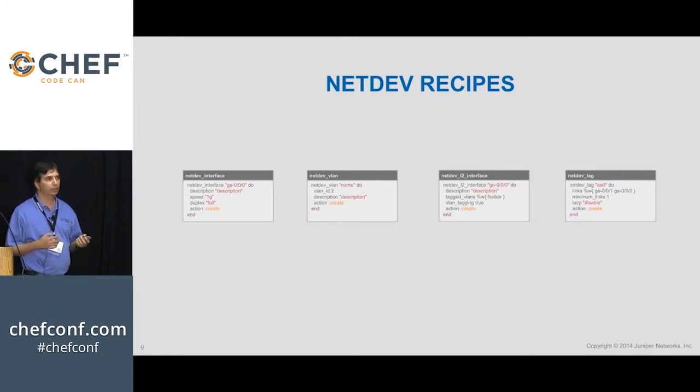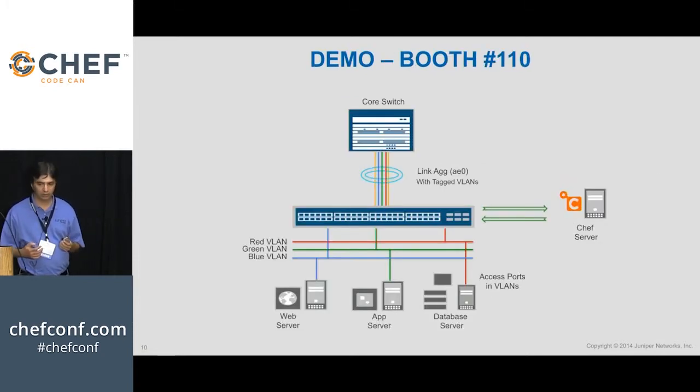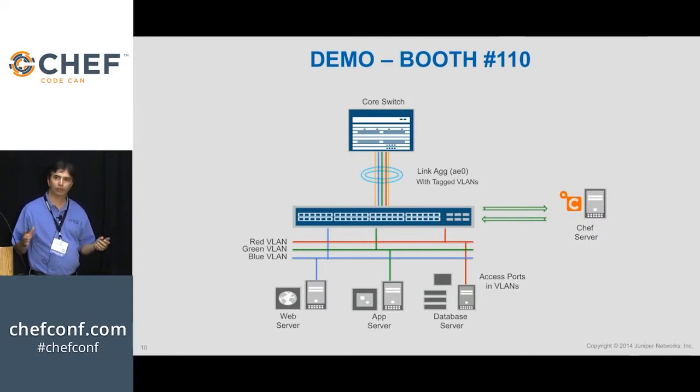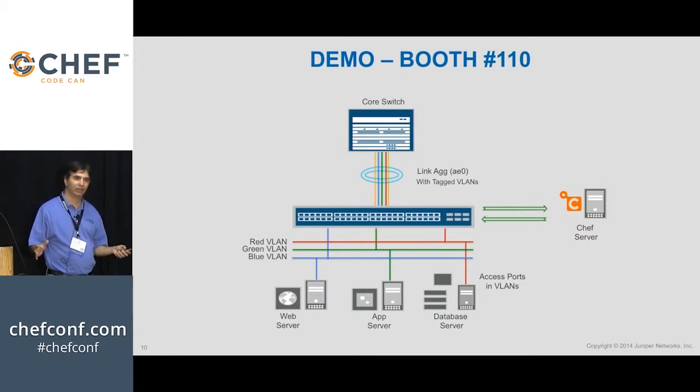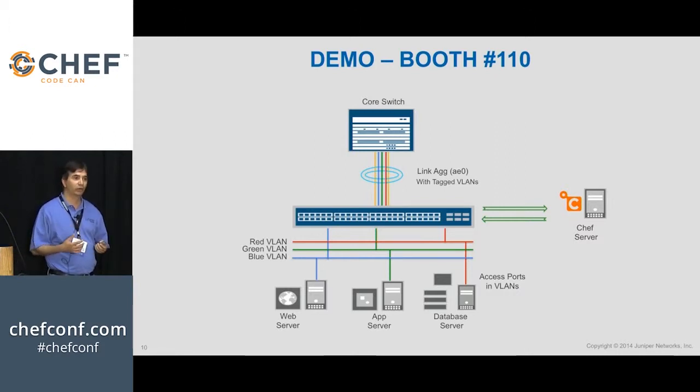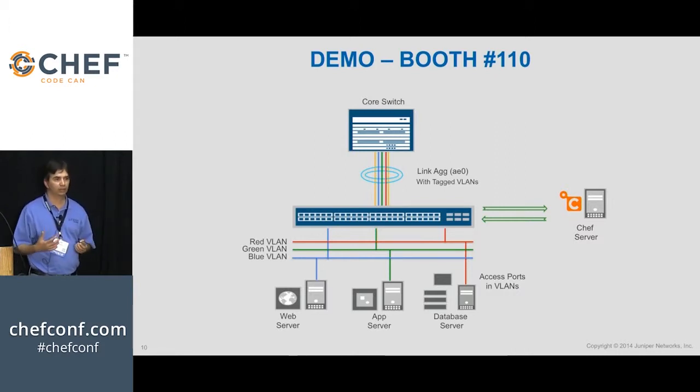If you want to see some of these recipes live, working and doing their job, you should come to our demo. We have set up a live demo in booth 110, and just to convince you that this is not vaporware, this is real, it is there, and you can come and mess around with these recipes and ask us questions. And the demo itself is quite interesting. It's simple. It gets the point across of what is possible with network automation.